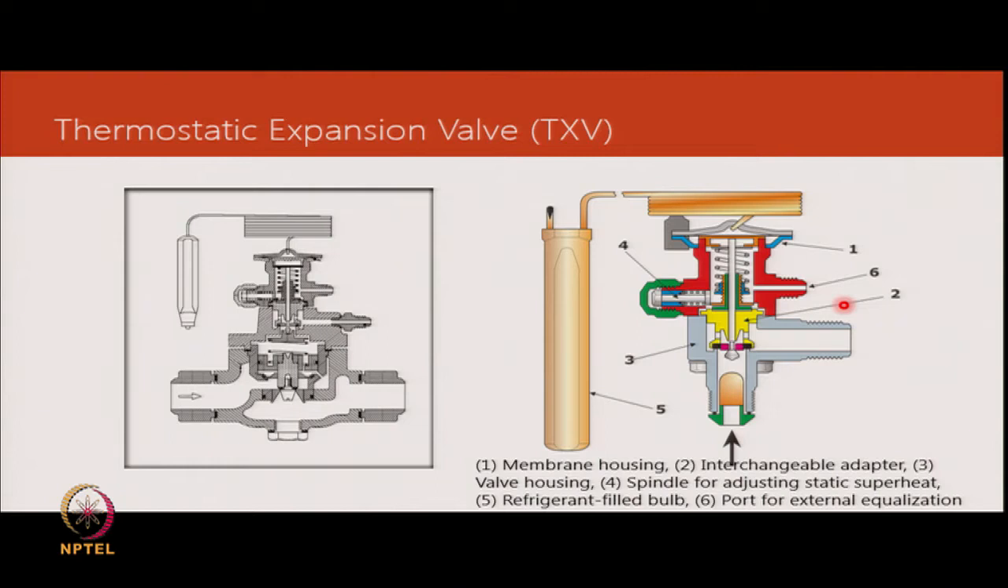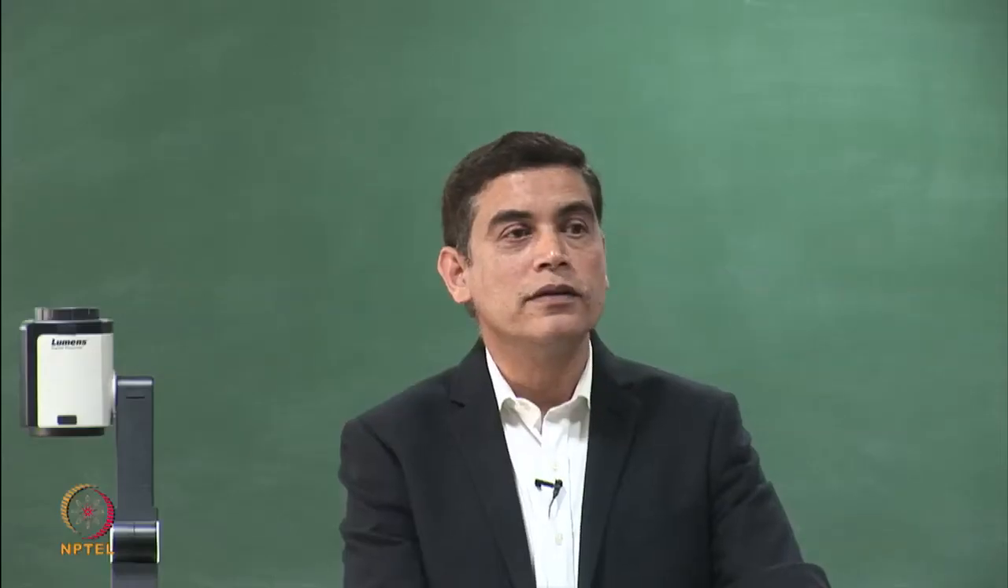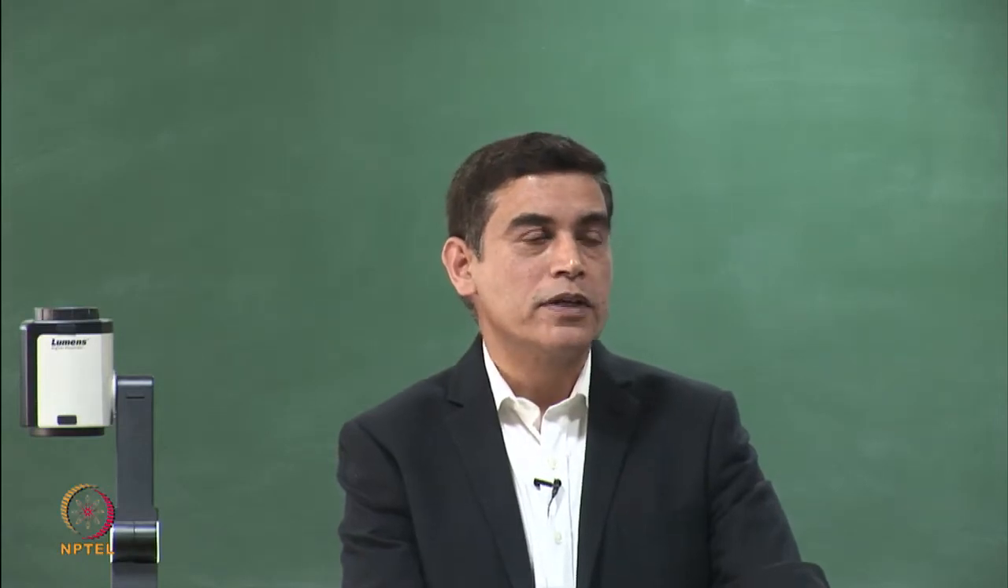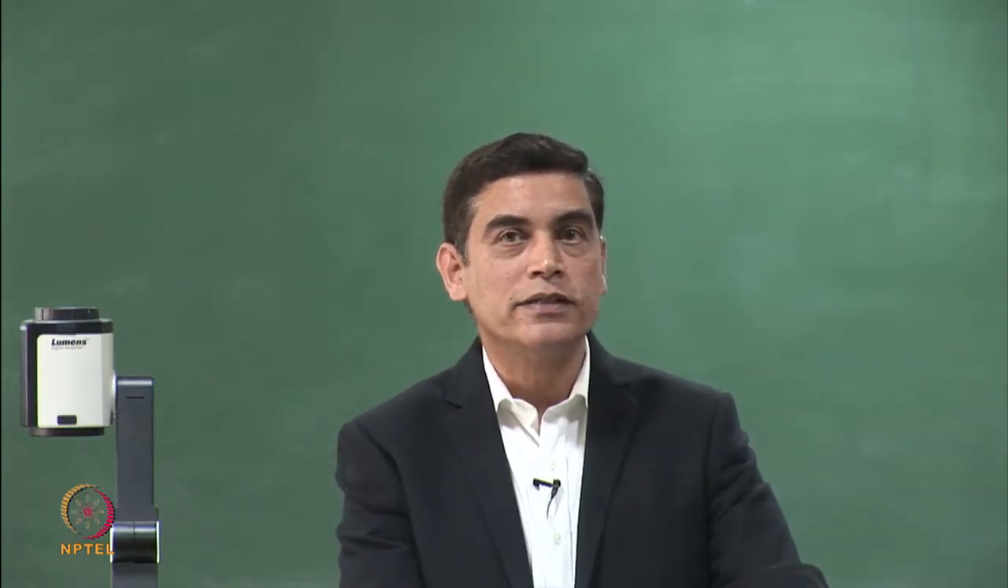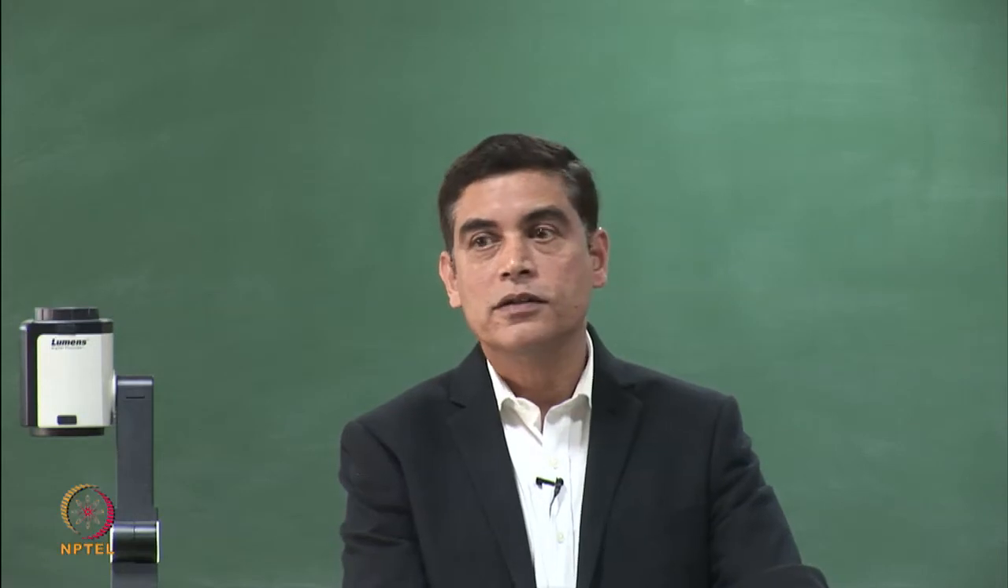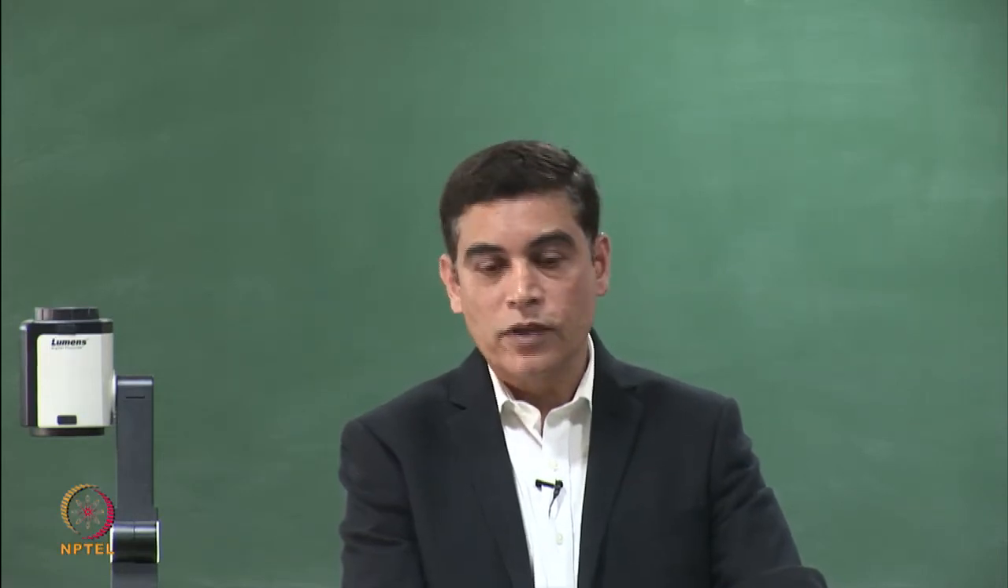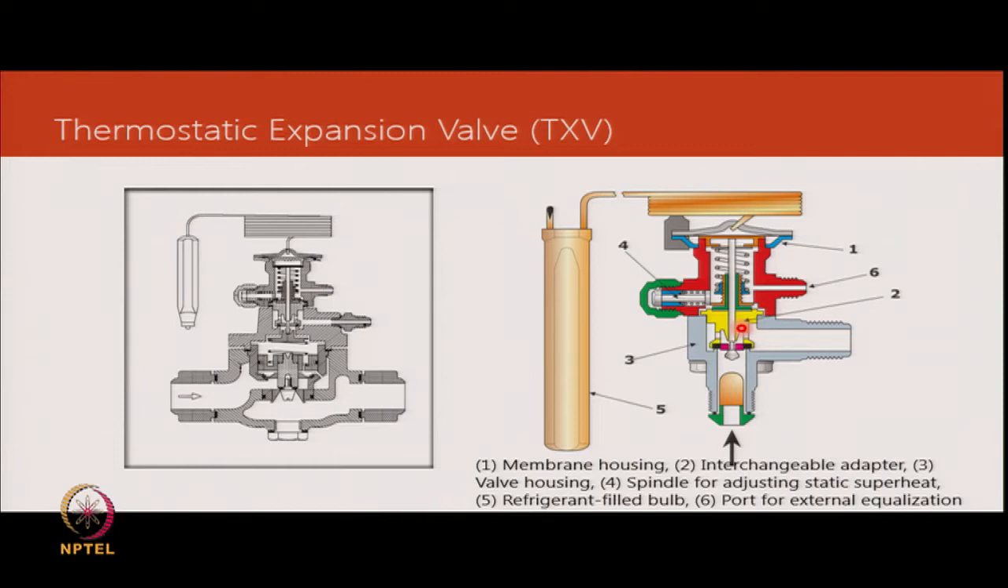Then what do we have next is an interchangeable adapter. So, for reasons of reducing the number of parts and having one body for multiple capacity applications, it is possible to change the orifice where the expansion happens, and then the flow rate properties of the refrigerant will change. So, this is another part which is an intricate part of the expansion valve.